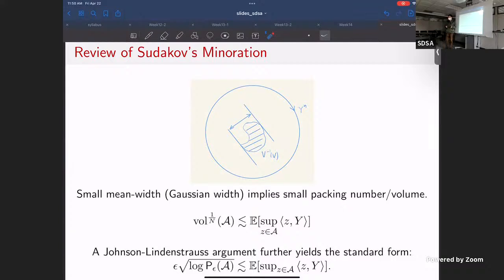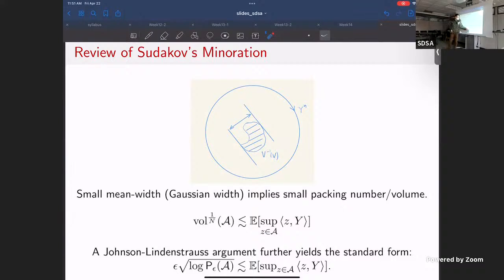So in the three-dimensional case, the volume is a three-dimensional volume. The surface area is a two-dimensional notion of volume. And the mean width is a notion of one-dimensional volume. The mean width is defined as the width of this convex body and then take the average over the directions. So for each direction, you take the width and then take the average. That is the mean width.